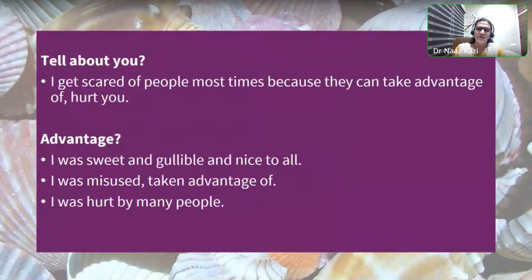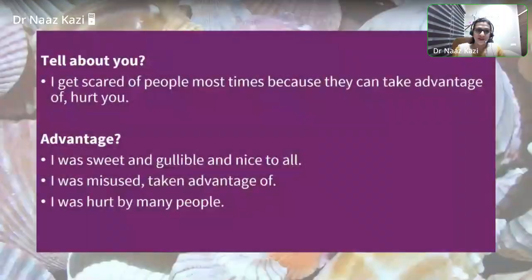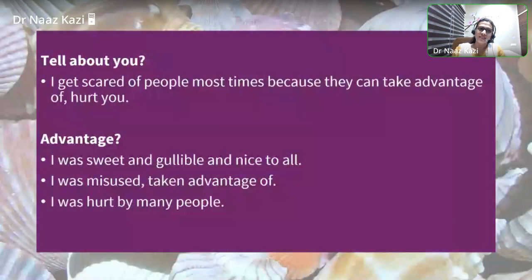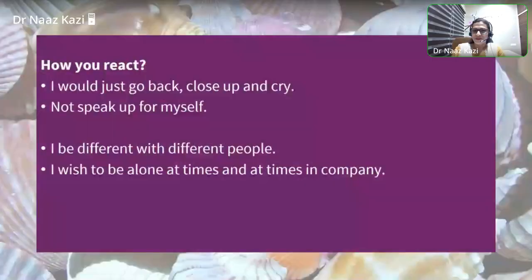Earlier, also in the earlier slide, we saw what she said, and here also we are sure. This is some animal, but now, as you say, we have to see the sub kingdom and we need to see the defense mechanism. So here, when people take advantage of her, they hurt her, how does she react? That will give us the defense, right? And then we can know the sub kingdom. So I asked her, how do you react? And she said, I would just go back, close up, and cry, not speak up for myself, right? So are we sure now of the sub kingdom yet, or we still need to wait?